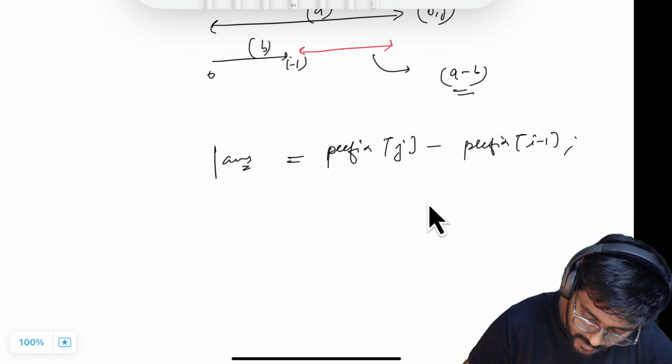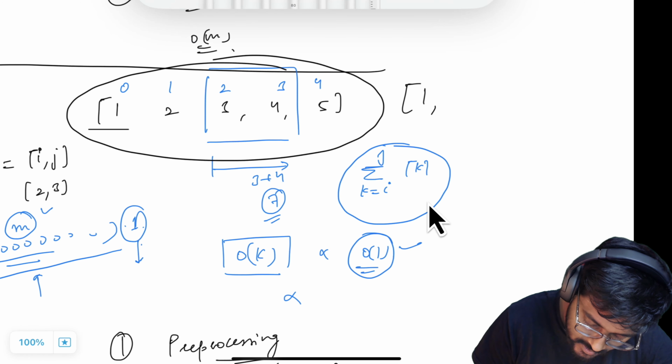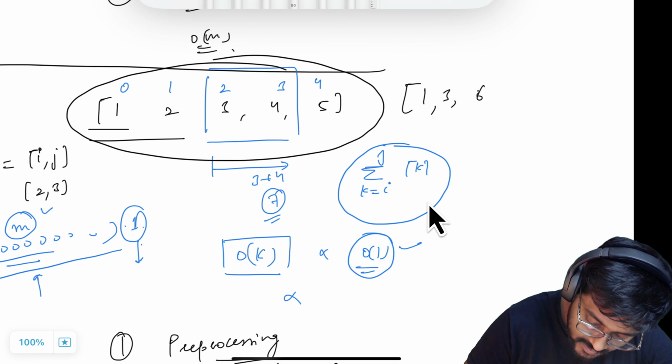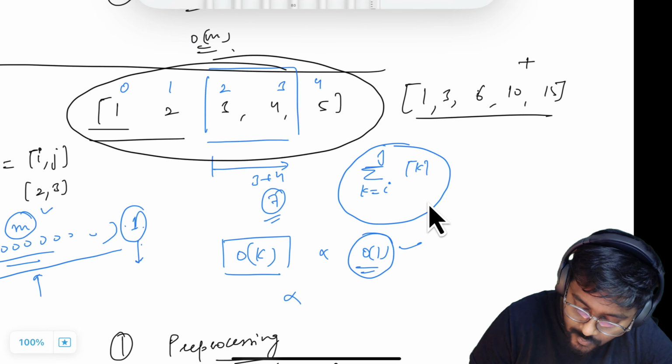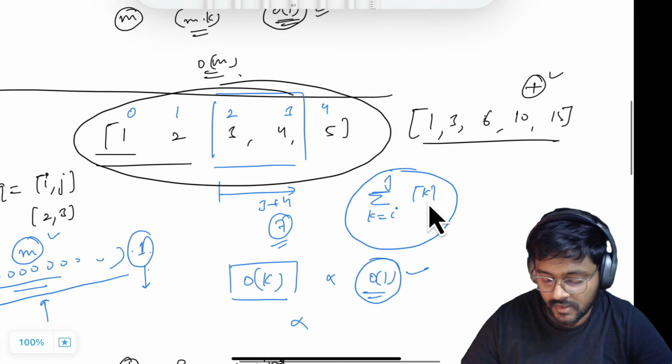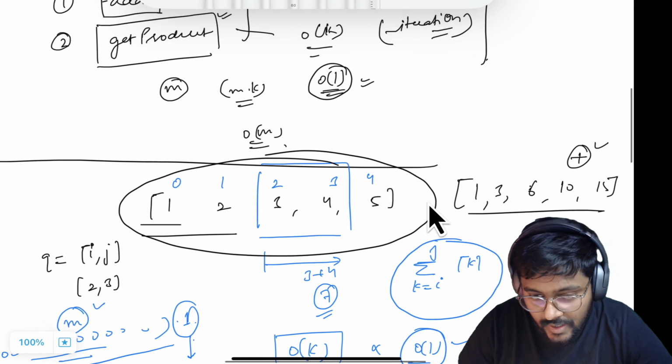And how much time does it take to prepare this prefix array? The prefix array is nothing, just the sum of all the elements. So if this is the array, what is going to be the prefix array? The sum of all the elements till this, which is 1, then 1 and 2, which is 3, then 3 and 3, which is 6, then 10, 15. This is in the case where the plus operation is required. But our problem statement is something else.